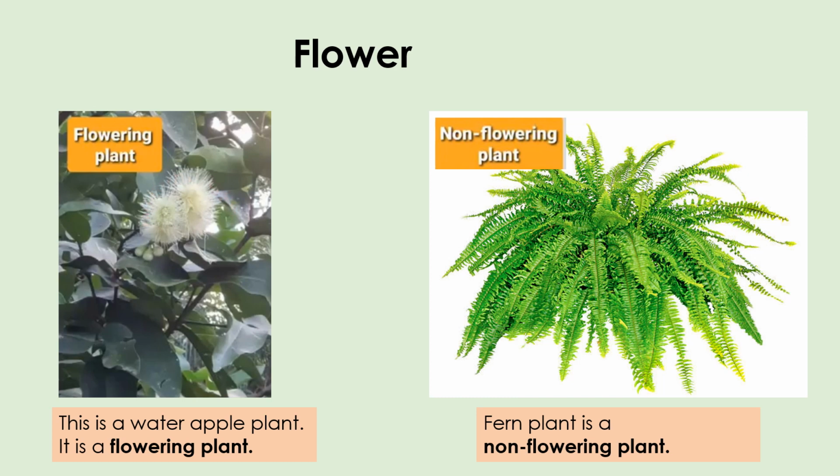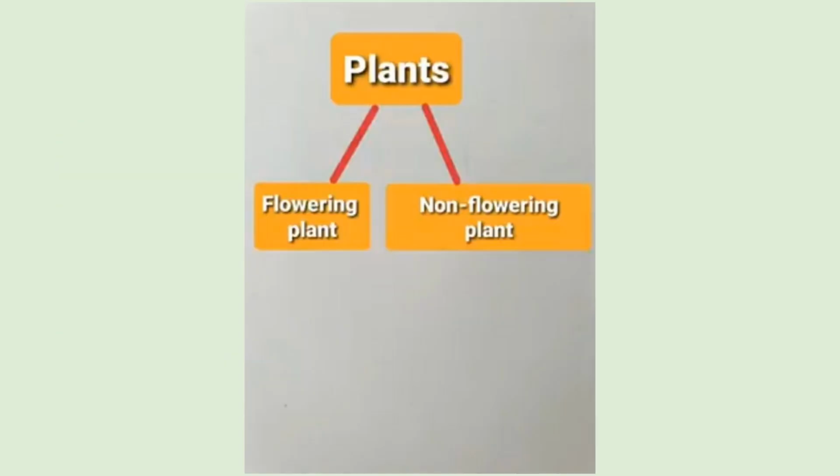Look at the picture on your right. It is a fern plant. Fern plant is a non-flowering plant. Can you see any flower here? No, right? So, fern plant is non-flowering plant. There are flowering plant and non-flowering plant.